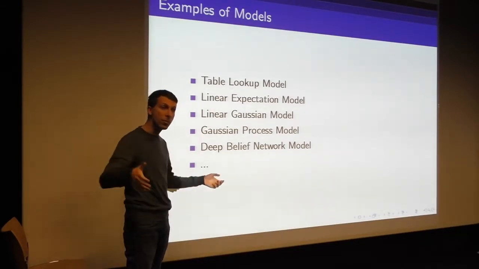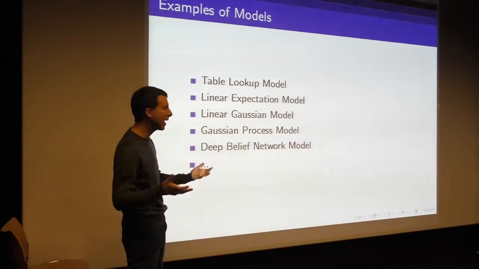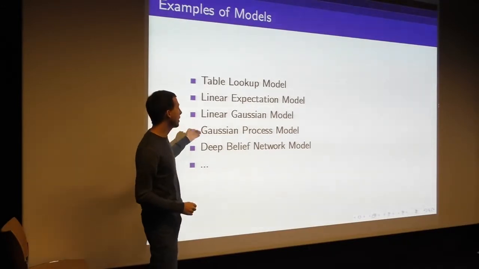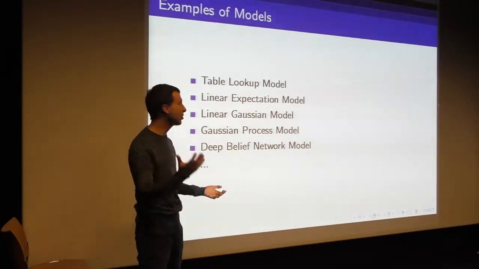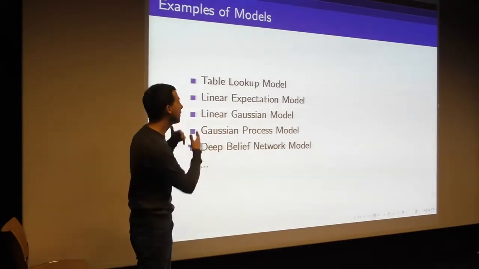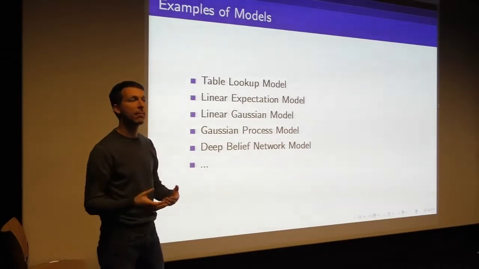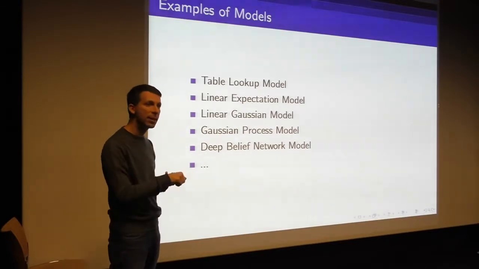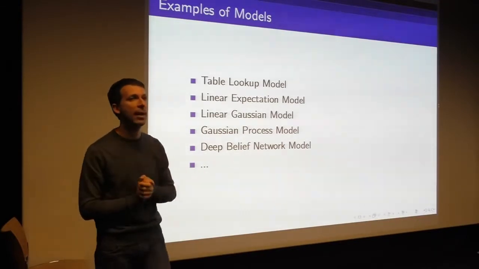We could have a Gaussian model, rather than just making an expectation model, we could model the whole distribution of next states using, say, a Gaussian. You can take that further and have a Gaussian process, a non-parametric model. You can have a deep belief network too, pick your favorite supervised learning method and your favorite representation, and you will be able to apply it here.